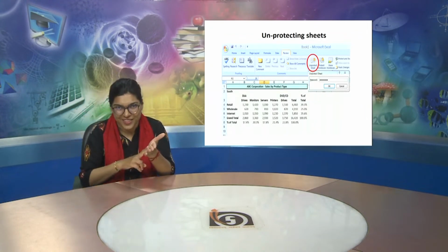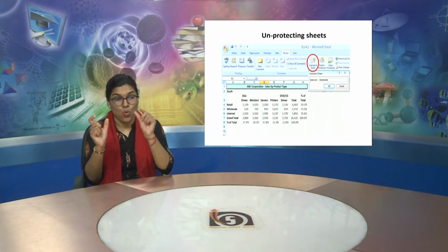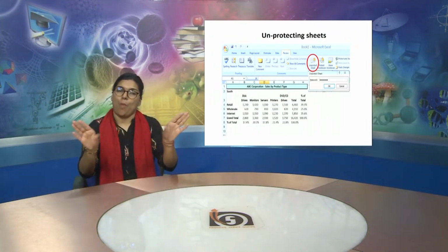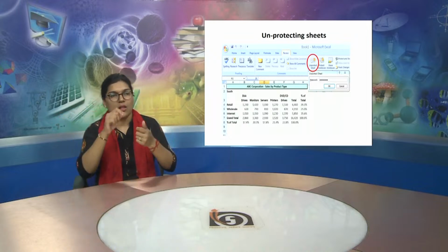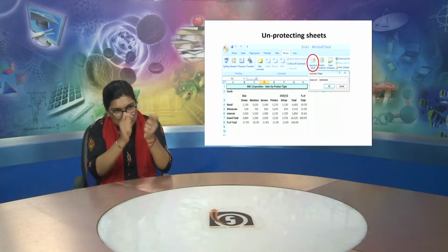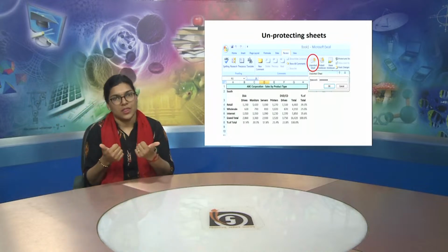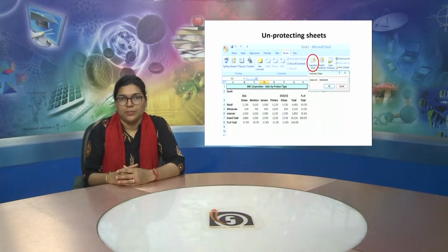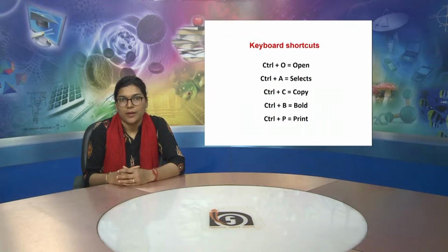Now how to unlock that content back so that you can easily see it? That is also easy. Once you have protected your content, you can put in the password and open that file. Similarly, you can undo that.